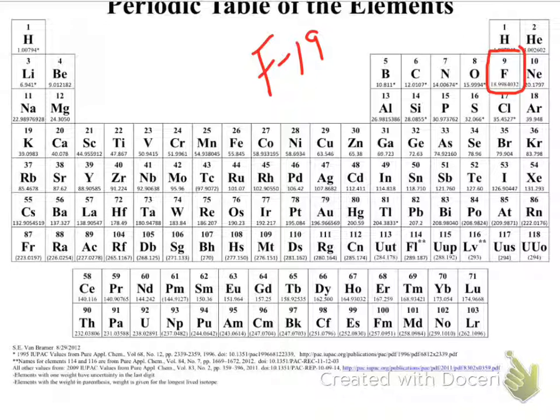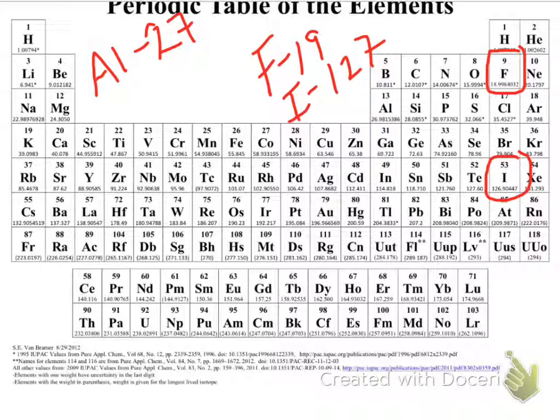Okay, what about iodine? I can't get out of the halogens today. Atomic number 53. What would you expect to be the most common isotope of iodine? Iodine-127. And I think iodine-128 is a radioactive isotope of iodine, I believe. Okay, what about aluminum? Al, atomic number 13. So the most common isotope of aluminum is probably aluminum-27.